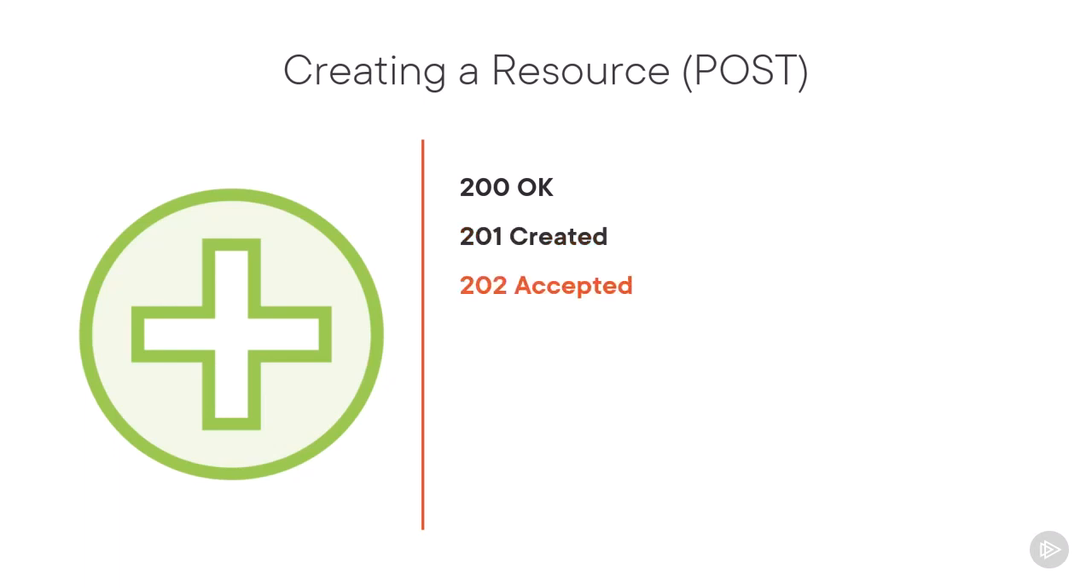202 accepted is used for async processing. Responses should include a location header with a URI for an endpoint to poll. 204 no content may be appropriate if the post method does not result in a location that is identifiable by URI, though this is rare in practice. 303 see other can be used to point to the newly created resource, functionally similar to a 201 created, but designed to aid in caching.